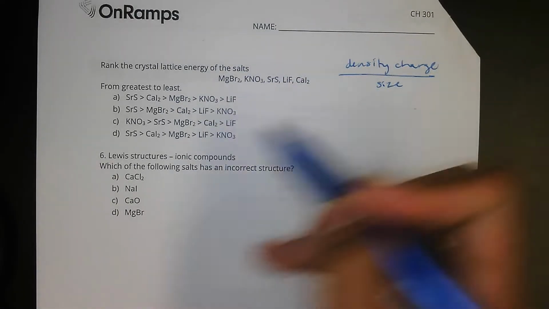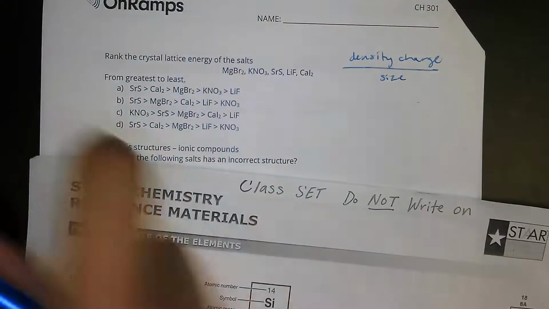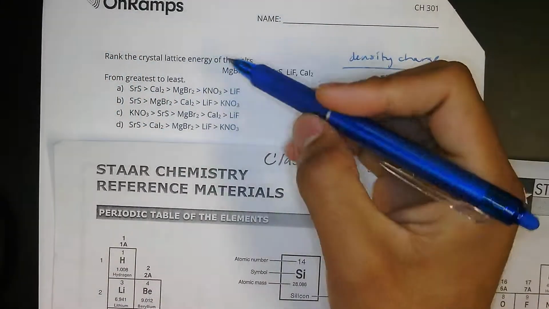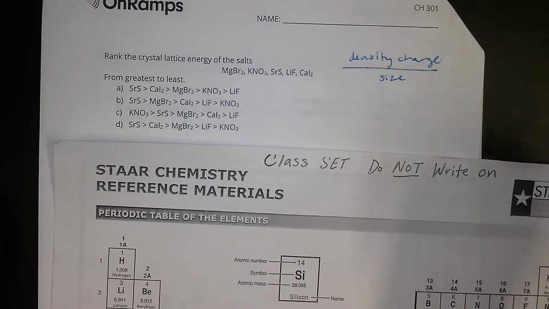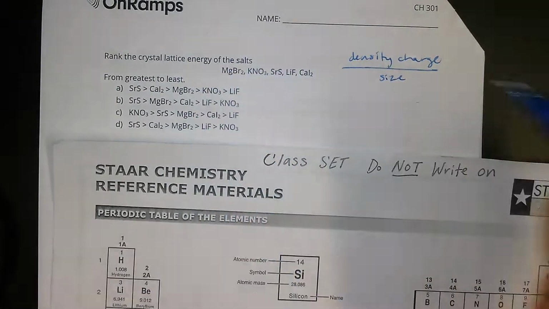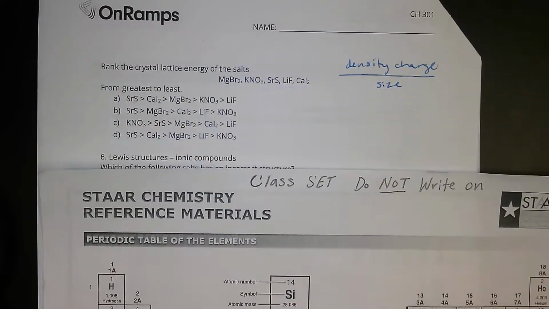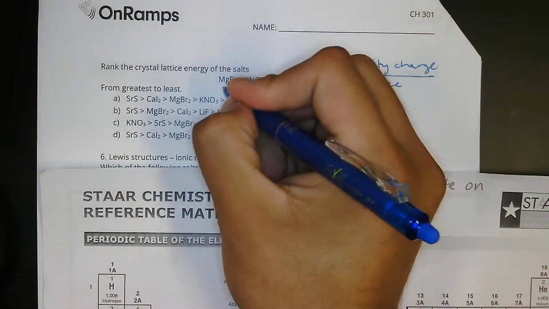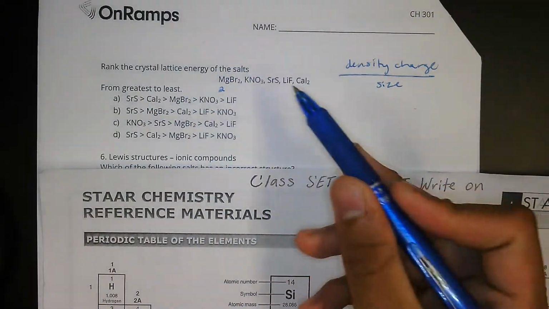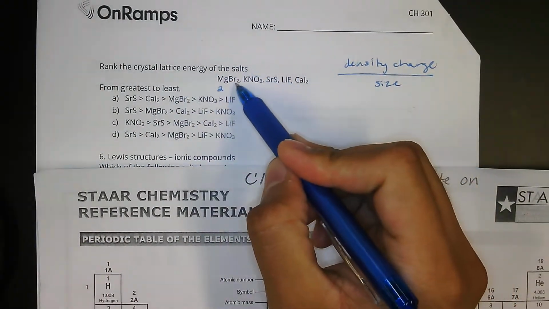So to calculate the charge density, you just have to look at your periodic table and look at each element to calculate the charge that it will have. So if I look for magnesium, it is in group 2, and so it will have a charge of 2, so I'll just write it here. So you have 2, and then for bromine, again, I told you.